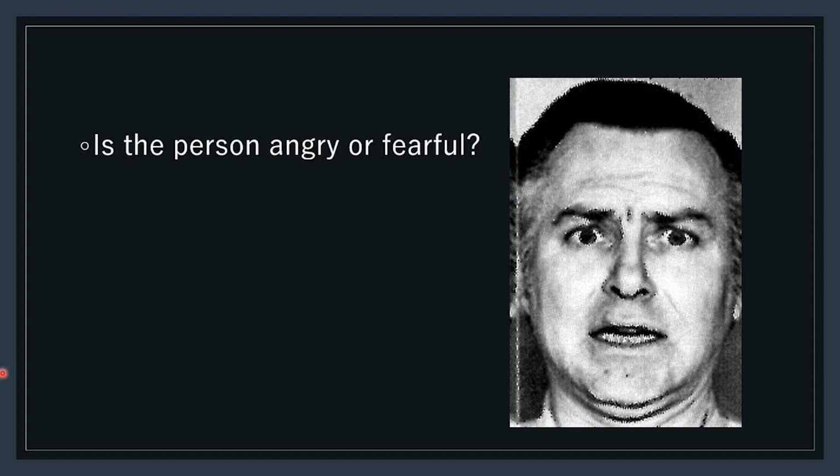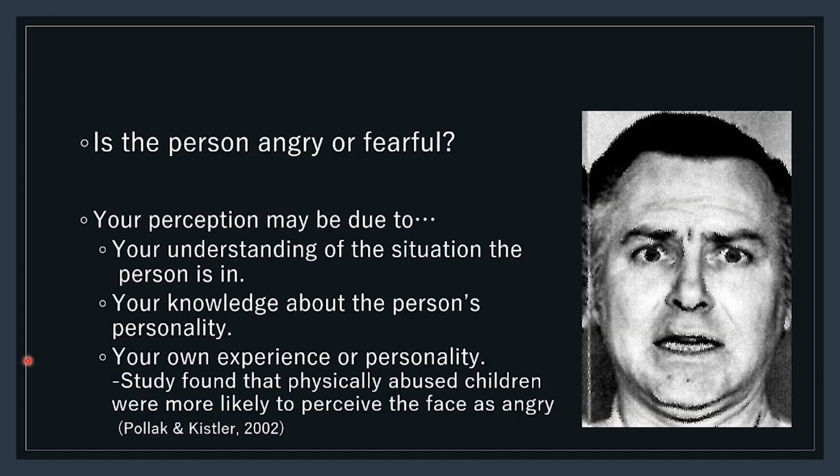This also is one such example. Is the person angry or fearful? Do you think this person is experiencing anger? Or is this person experiencing fear? And the reason you interpret the person's emotion may involve different factors.